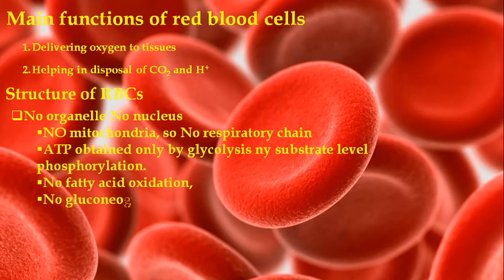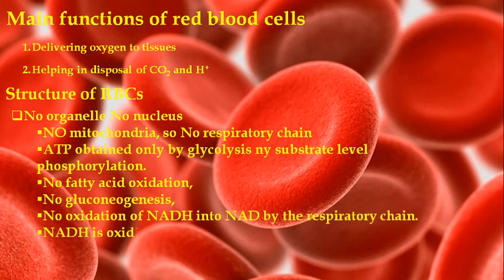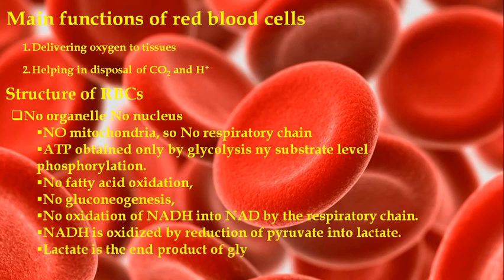We can resemble the red blood cells as bags of hemoglobin. Most of the contents of the red blood cells is hemoglobin. No organelles and no nucleus inside the red blood cells. That would mean no mitochondria, so there is no respiratory chain. There is no respiratory chain, so ATP is obtained only by glycolysis, by substrate level phosphorylation.